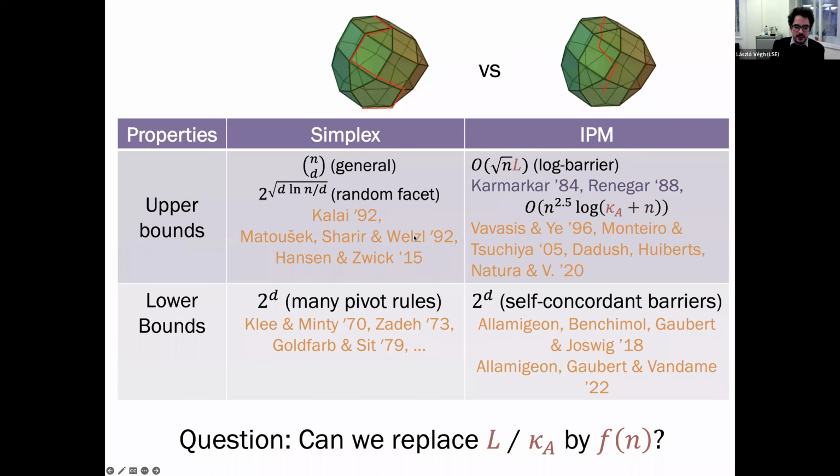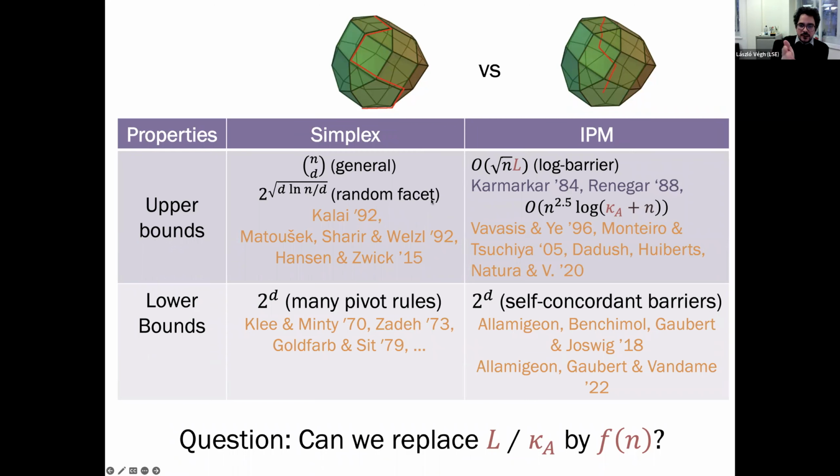And so now let's see a comparison table. For upper bounds, for simplex, in general, we can give the number of vertices, and then there is actually a sub-exponential 2 to the square root d-ish bound by Kalai and others, which is for a specific random facet simplex. So that's a sub-exponential upper bound, but that's sort of the best. And there is no polynomial bound, even in terms of this capital L bit encoding length.